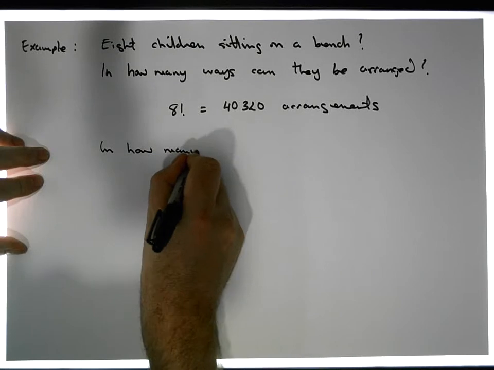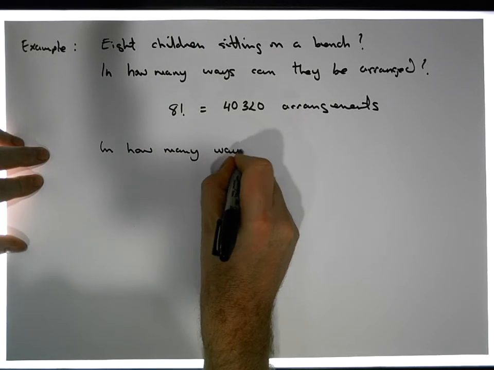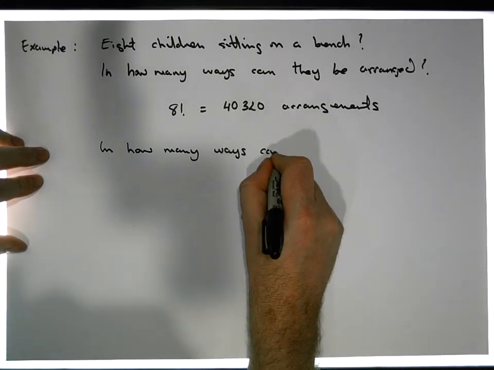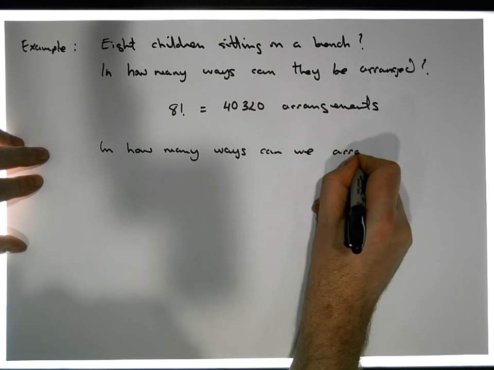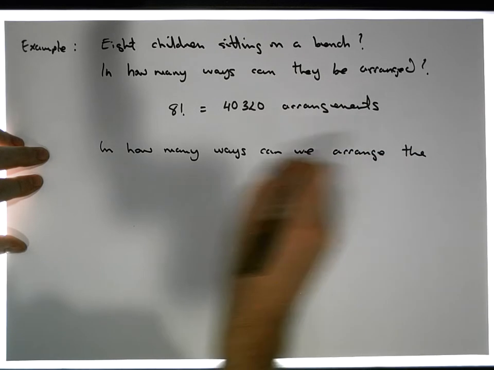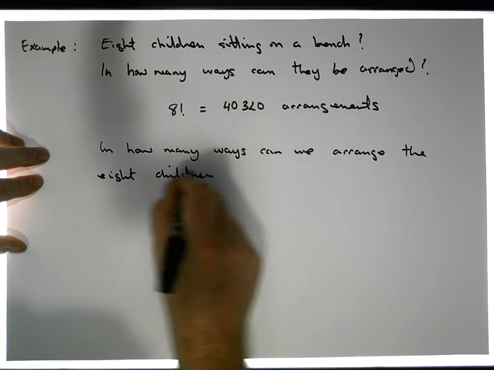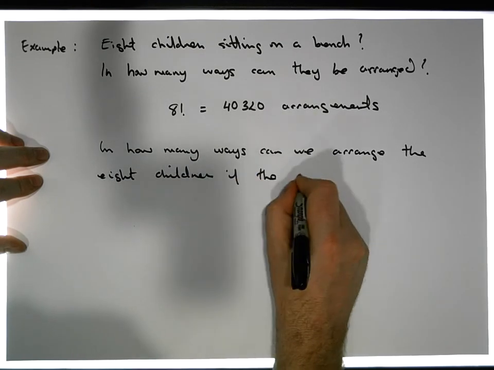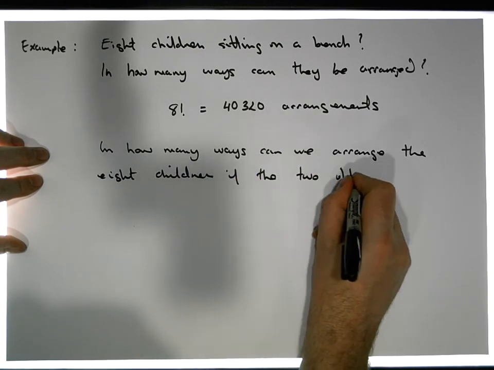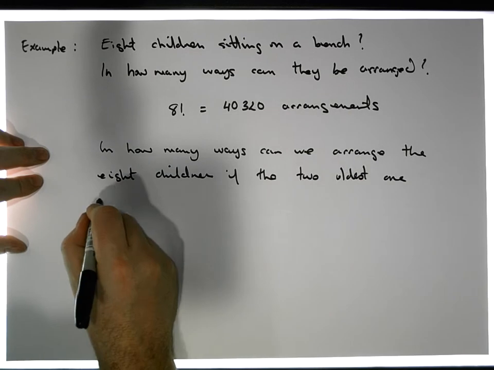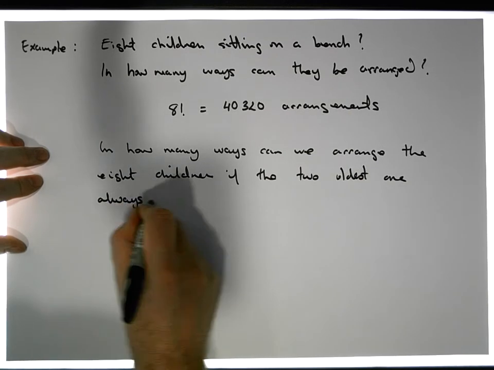How many ways can we arrange the eight children if the two oldest are always next to each other?